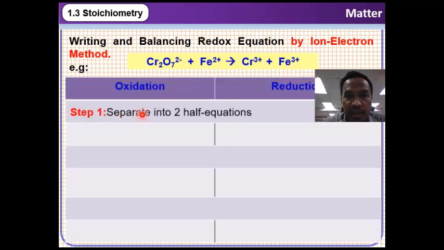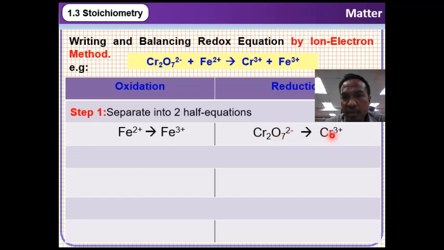First, we separate this equation into two half equations. One is the oxidation half equation and the other is the reduction half equation. Iron 2+ becomes iron 3+. If you look at this, iron 2+ loses electron, or the oxidation number increases. That means this is the half equation for oxidation. And the other half is for reduction, which is dichromate ion producing chromium ion 3+. We simply pick the species from the equation given here.